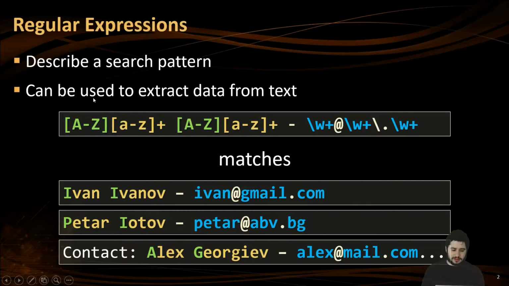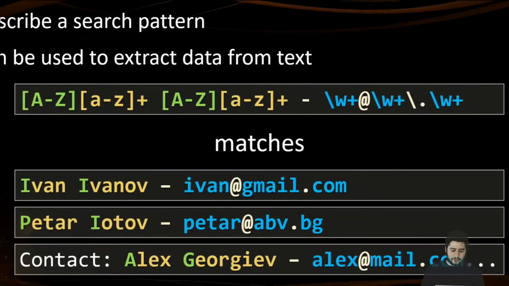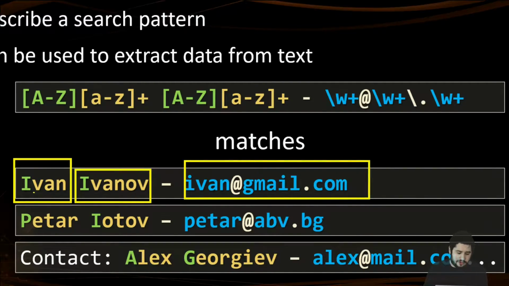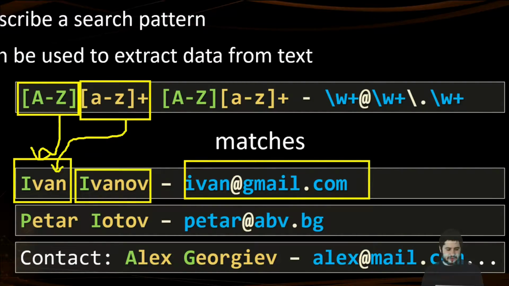And having this specification here allows us to match some patterns. For example, Ivan Ivanov, with some email. And here you can even see how the color coding helps us realize what part of the regex catches which part of the matches. For example, this thing corresponds to this. This thing corresponds to this. This corresponds to that, and so on.